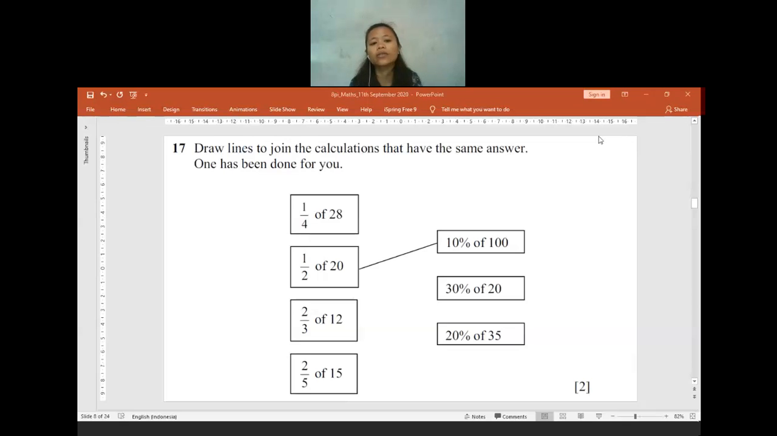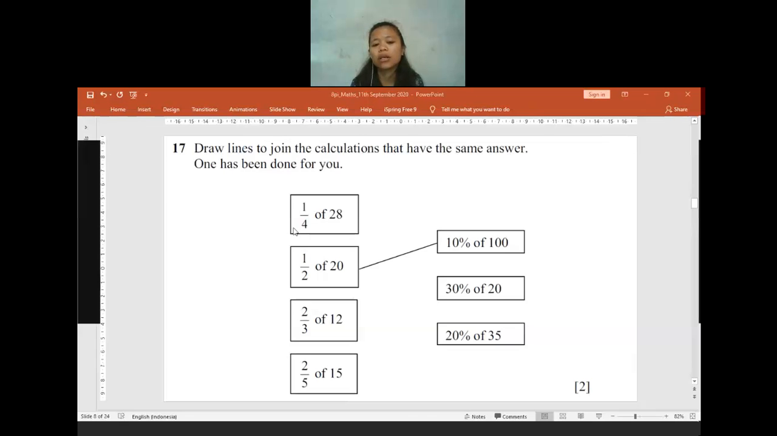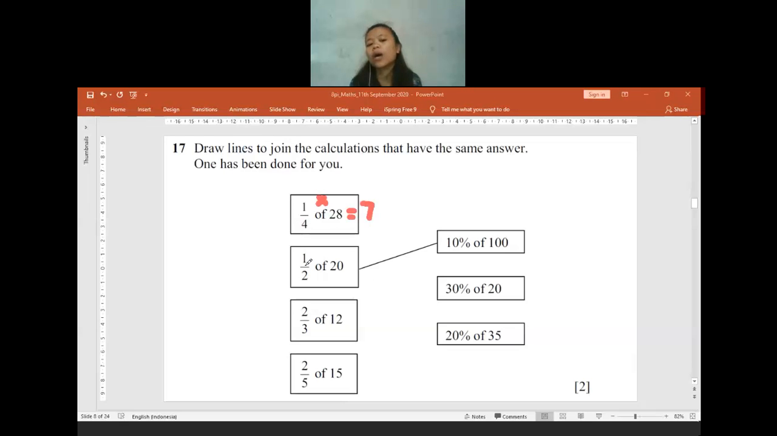For question 17 in here, we have to draw the line to find the answer. "Of" in here means times, so we have to do multiplication. So we do 1/4 times 28. 1/4 times 28, the answer in here will be equal to 7. So you have to find all of the values first. 1/2 of 20, the answer will be 10. And then we have 2/3 of 12. The answer will be equal to 8.